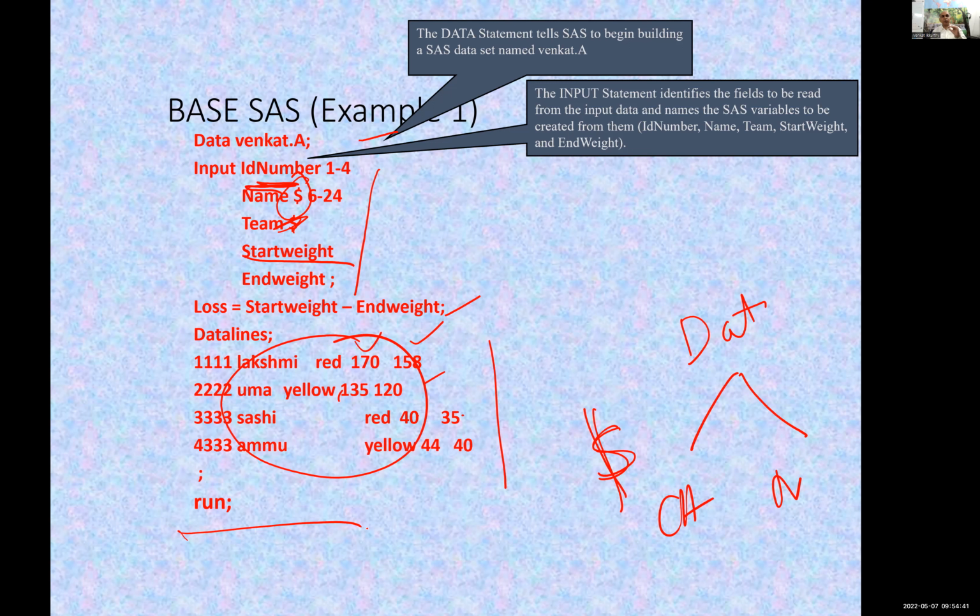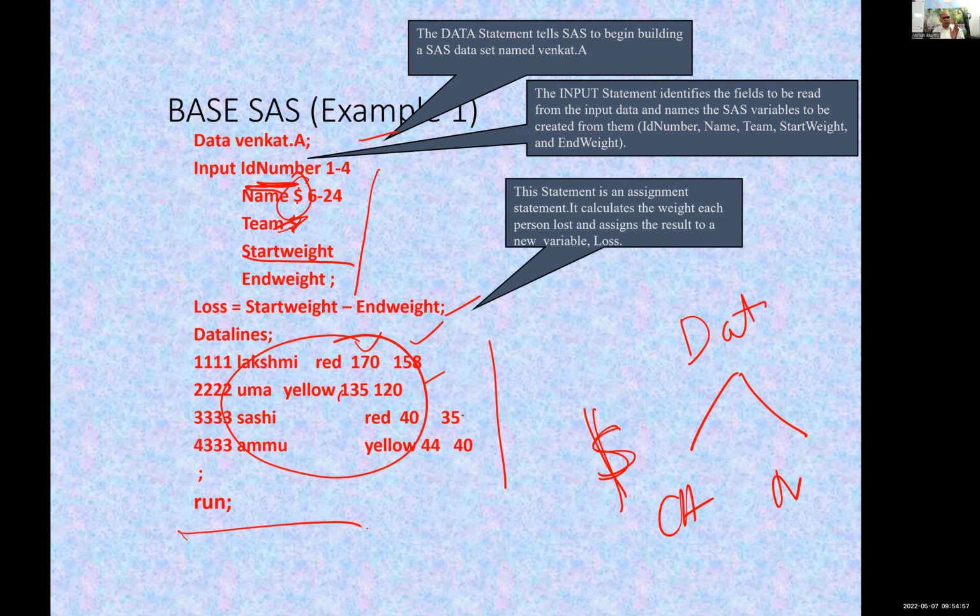For that case, you need to understand the logic here. So in simple English, data set name like this. Input, these are all my variables. Here, data lines, this is my data, and then the run statement. Every SAS statement ends with a semicolon. Remember this one, certain rules.